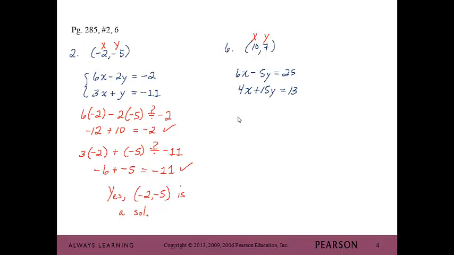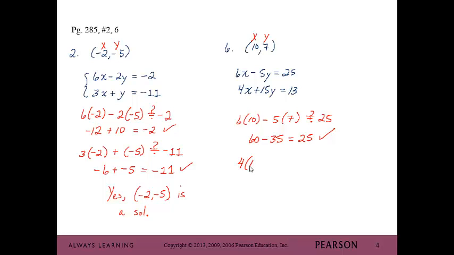So we're going to start with the first equation, and we're going to have 6 times 10 minus 5 times 7. And we want to know, does this equal 25? So 6 times 10 is 60, minus 5 times 7 is 35. Well, 60 minus 35 is 25, so it works for the first equation. Now let's move on to the second.